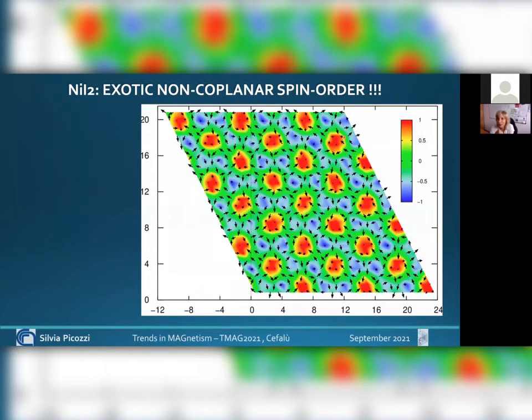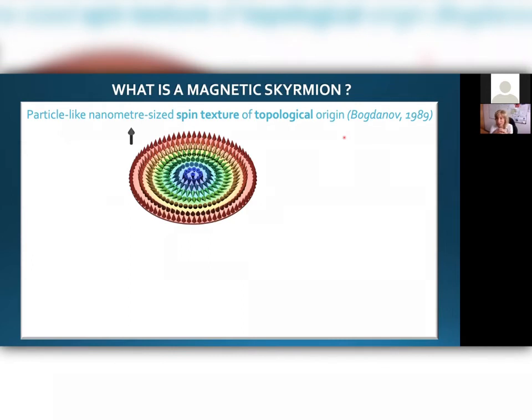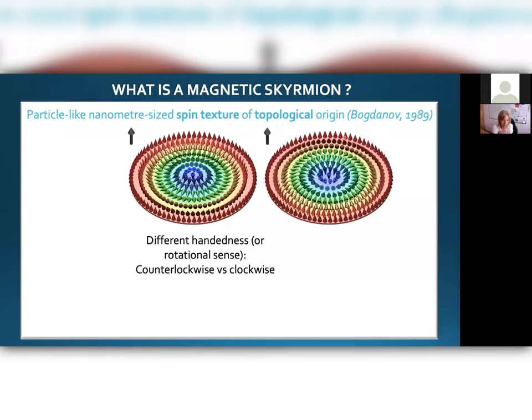However, when I do nickel iodide, we were rather surprised to find this. Even if we zoom, we realize that we have a very complex spin texture. And so, what is this? So we went back to studying skyrmions, which is something we didn't have experience in. Probably there are many experts in the audience about skyrmions, so I'll be brief on that. Skyrmions are topological objects that have a complex spin texture with a specific topological nature.